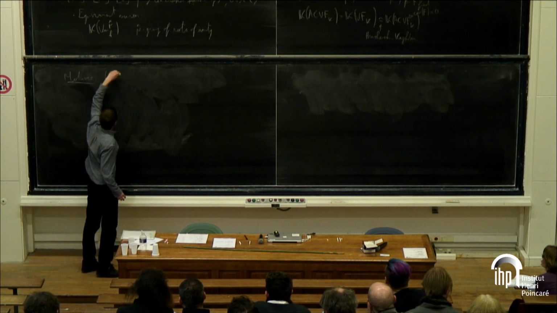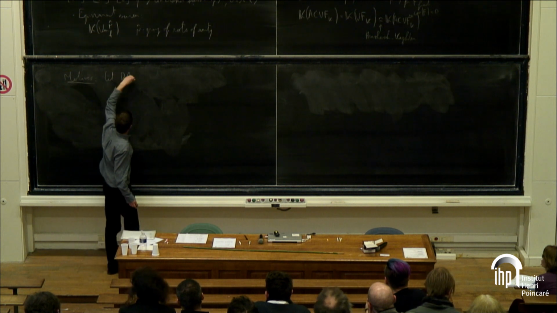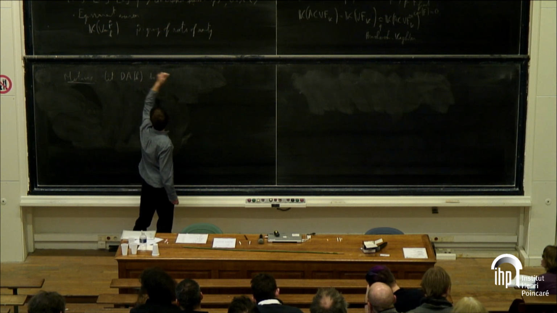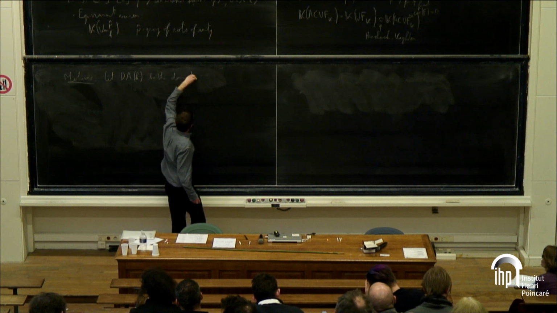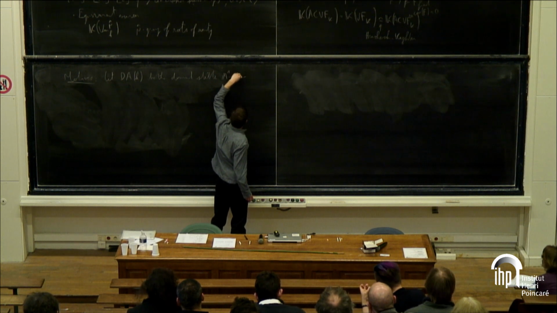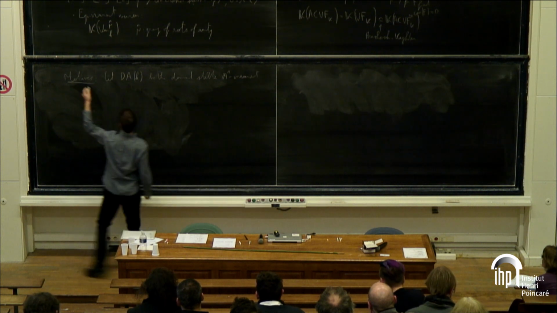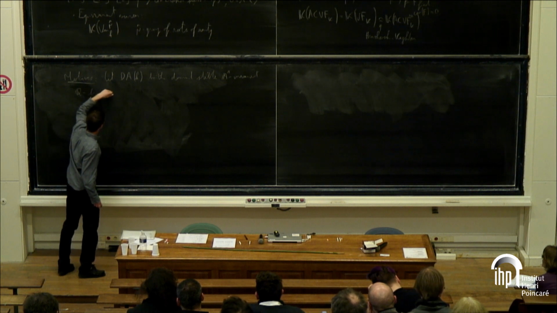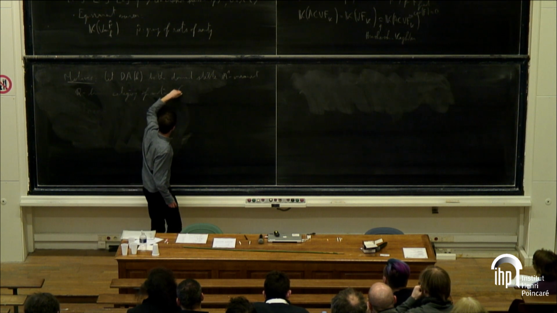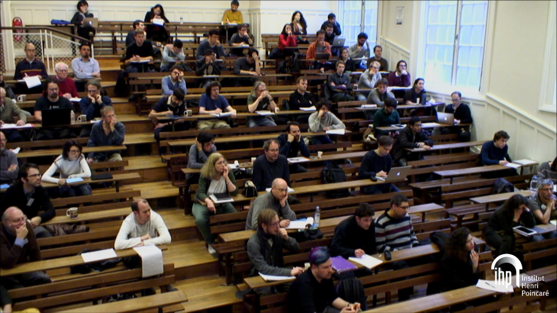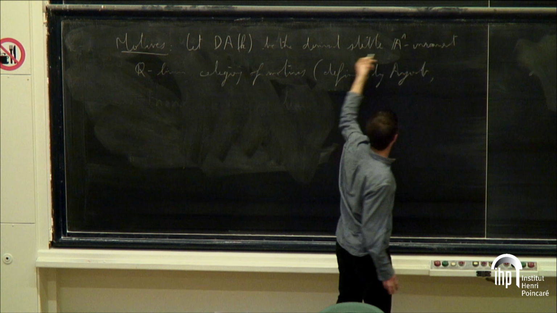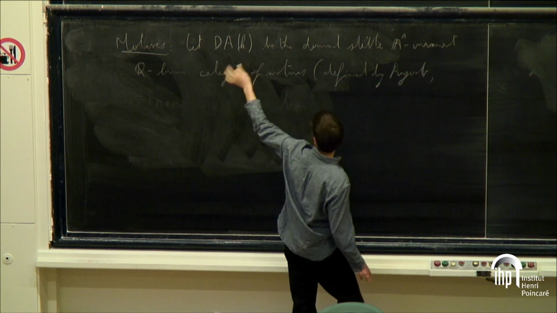I will denote the category of motives I'm using by dA of K. So it is the derived stable A1-invariant Q-linear motives. It is defined by Ayoub, modifying a bit, following a definition by Morel-Voevodsky of a very similar category.